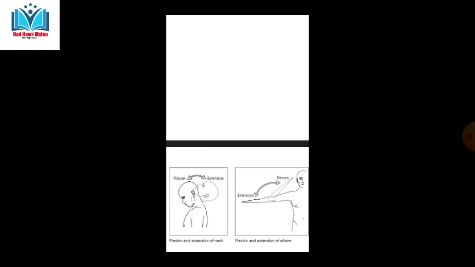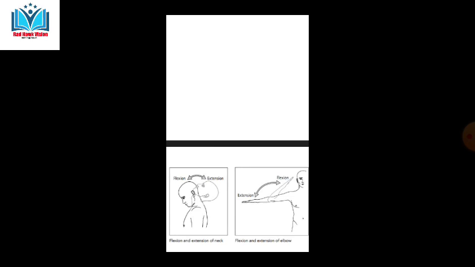In the limb position terminology, we can talk about extension, flexion, abduction, adduction, pronation, supination. These are the limb position terminology.